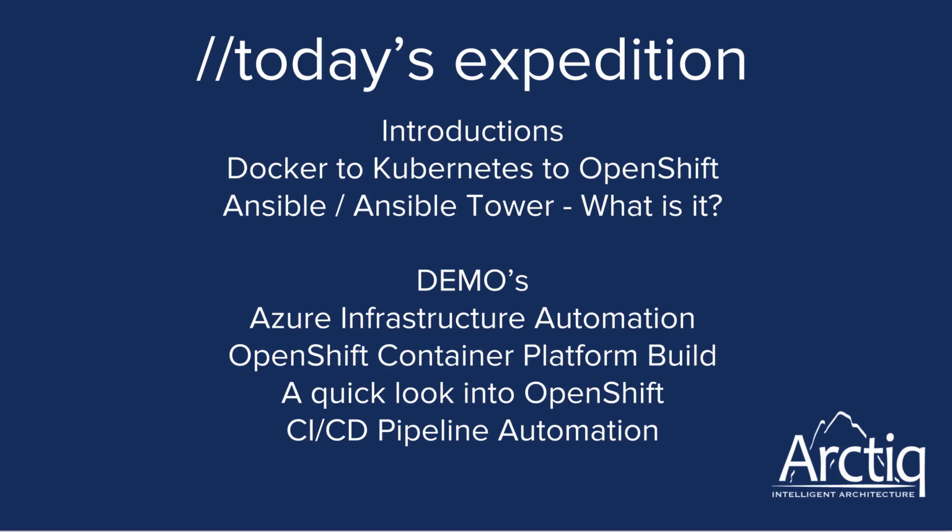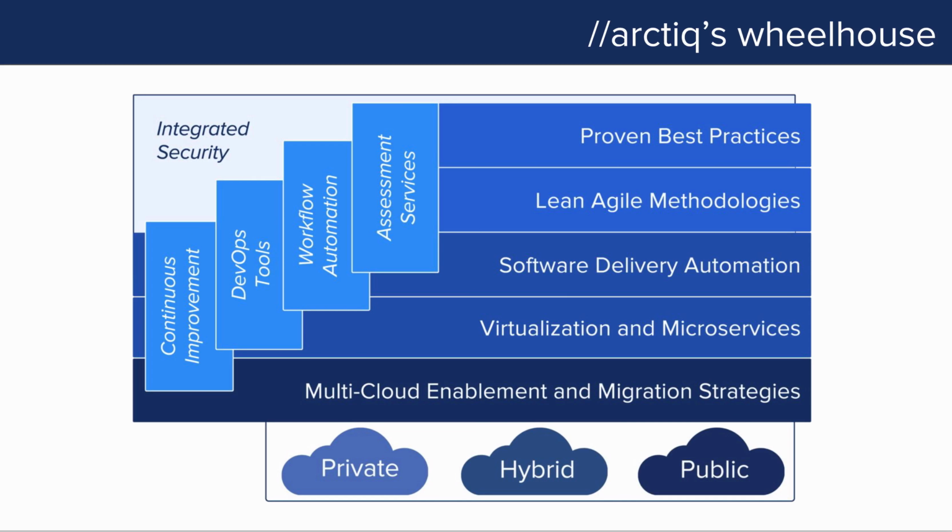So we're going to talk a little bit about Docker and Kubernetes and how they compare to OpenShift. We're going to explain Ansible and Ansible Tower and what it is and what it does. And finally, we're going to demo the Azure infrastructure automation we've put together, also the OpenShift provisioning. We're going to do a quick look at OpenShift, and then we're going to dive into some of the CI/CD pipeline automation.